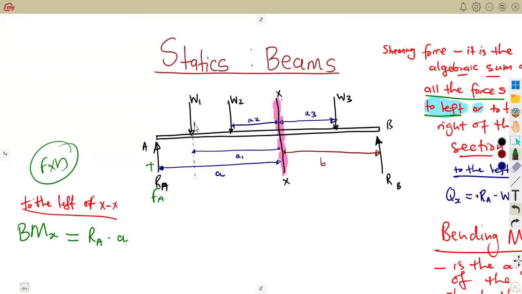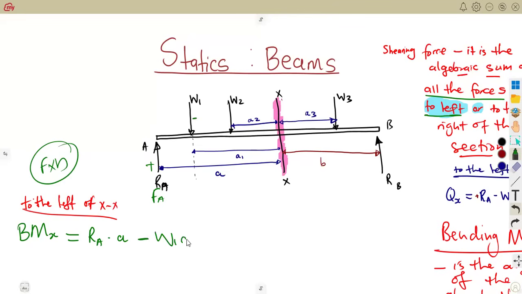From W1, this force, which is going back to X, like this one. This is the distance in between. What is the distance? The distance is A1, the distance in between. Remember, we need force times what? Distance. But it's going down, so it carries a negative. So we're going to subtract because it's a point load. It carries a negative. So that's force times distance.